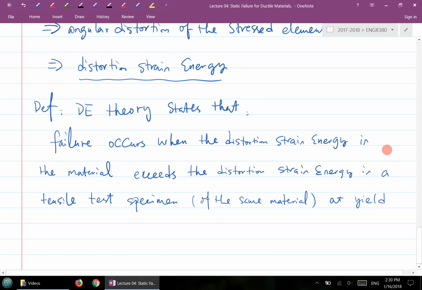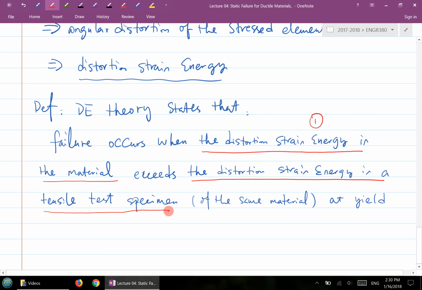Okay, so let's read it again. Failure occurs when the distortion strain energy in the material, so that's your first quantity, exceeds another quantity. What's the second quantity? Exceeds the distortion strain energy in the tensile test specimen at yield. So this will be the second quantity, right? If the first quantity is bigger than the second quantity, then it's failure. That's basically what the DE theory describes here, right?